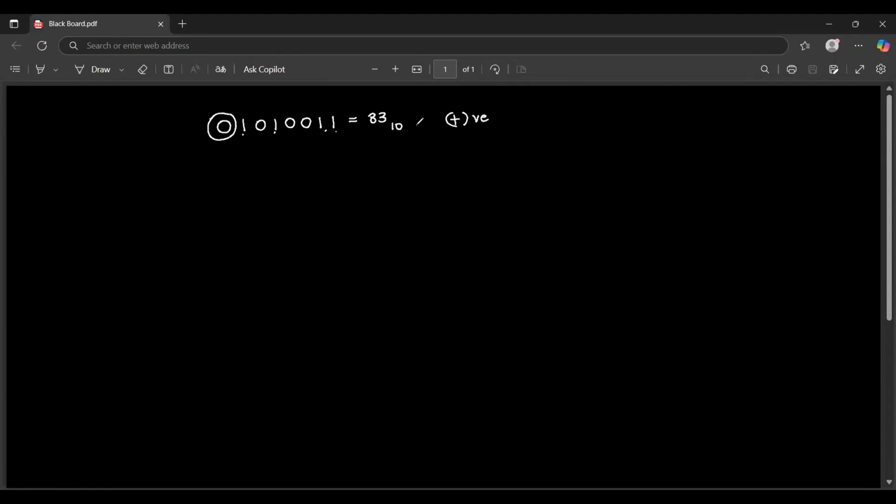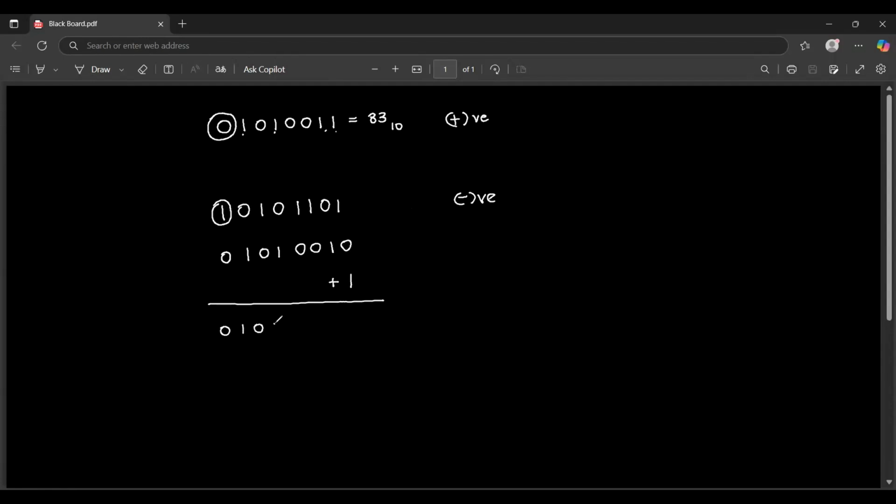Okay, but on the other hand, let's say you had a number like 1 0 1 0 1 1 0 1. Well, in this case, the first bit represents the sign, negative. Why? This is 1, and 1 means negative. So for this one we have to convert, first of all, to the ones complement. So it will be 0 1 0 1 0 0 1 0, and you will add 1 to this, and finally you will find the decimal equivalent of this two's complement number. And we know this is actually 83 to the base 10. So this will be equal to negative 83 to the base 10. Okay, so that's how you have to do this.